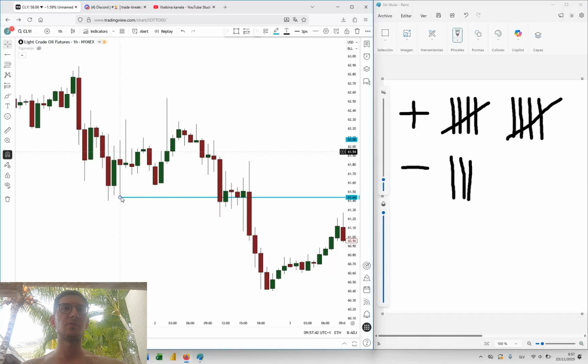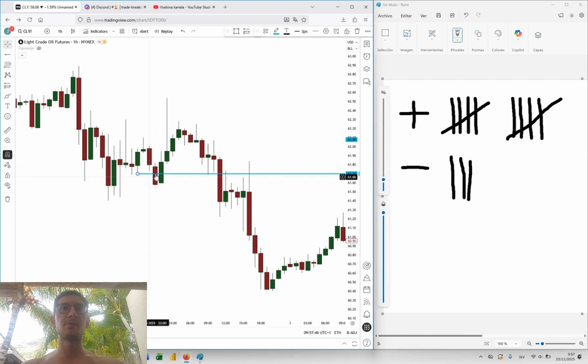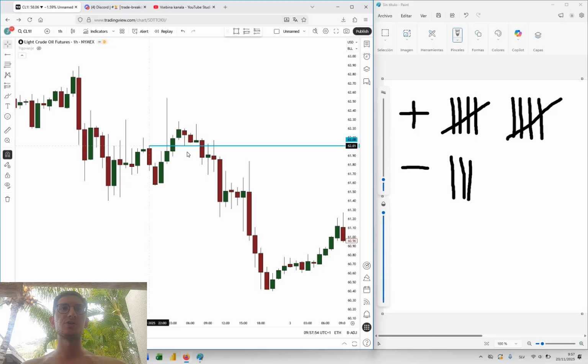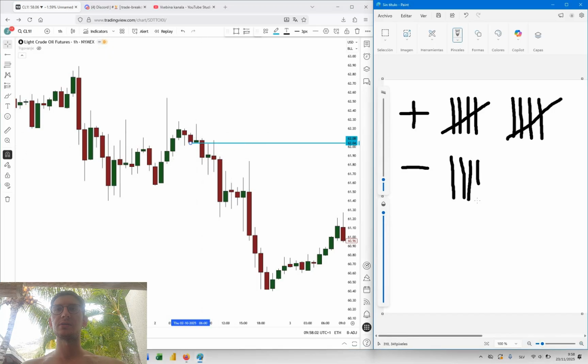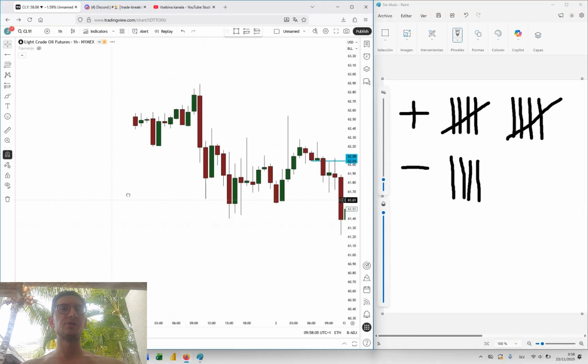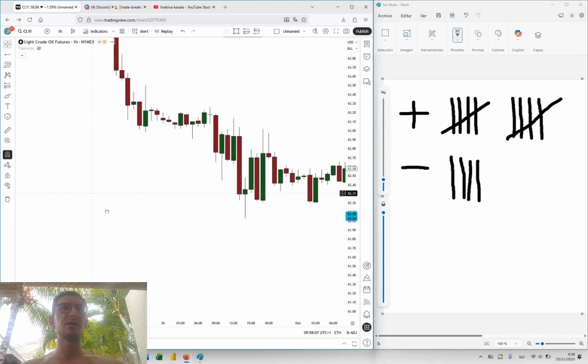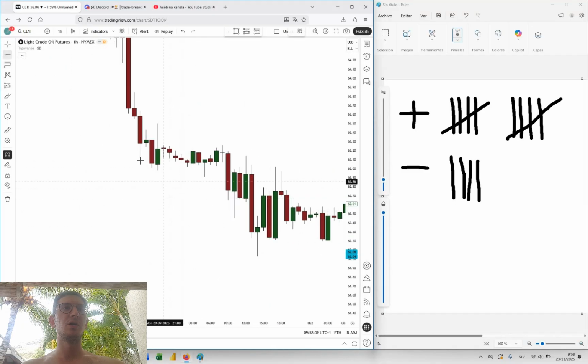Then we have up, down, down, up, down, up. Here we broke structure because we closed with this candle. So we are technically now in a downtrend, but then we quickly changed to an uptrend, and then we broke structure again here because we closed with this candle below it. So this is the fourth bearish break of structure. You see, it's a very simple concept, bro. You just have to be patient and monitor the lows.